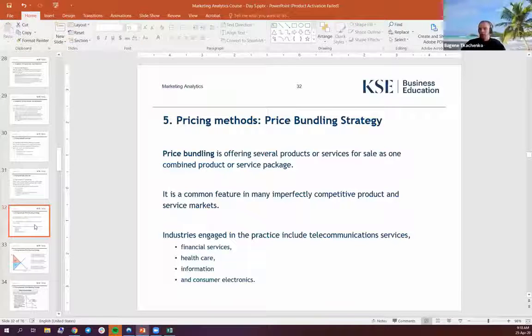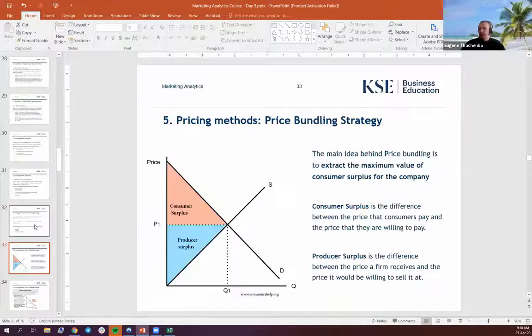And the reason why this is important, I would say, is first of all, it's a good way to optimize your variable costs or any costs associated with advertising and promotion of your product, as well as packaging and shipping or delivery costs. So for a price bundling strategy, the main idea is to extract the maximum value of customer surplus for the company. Customer surplus would be the difference between the price that the customers are willing to pay and the price they're in fact paying. So we can maximize producer surplus.